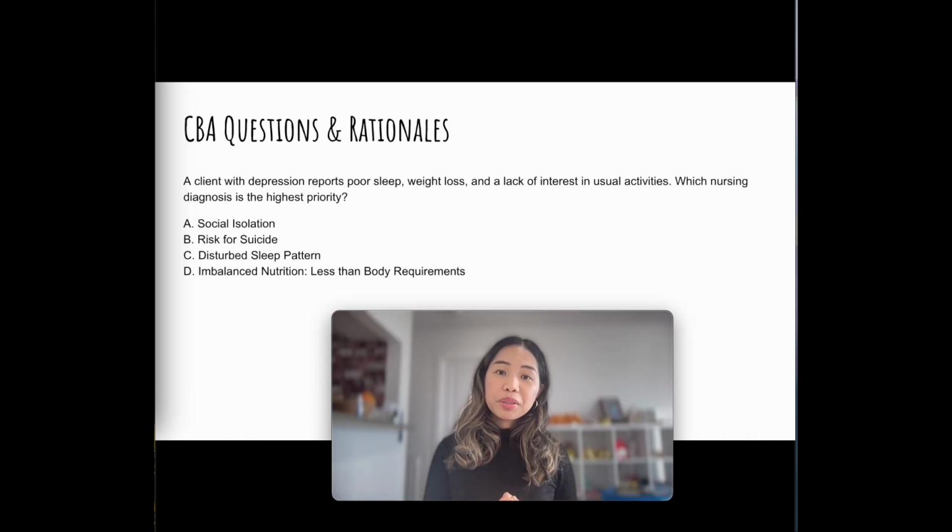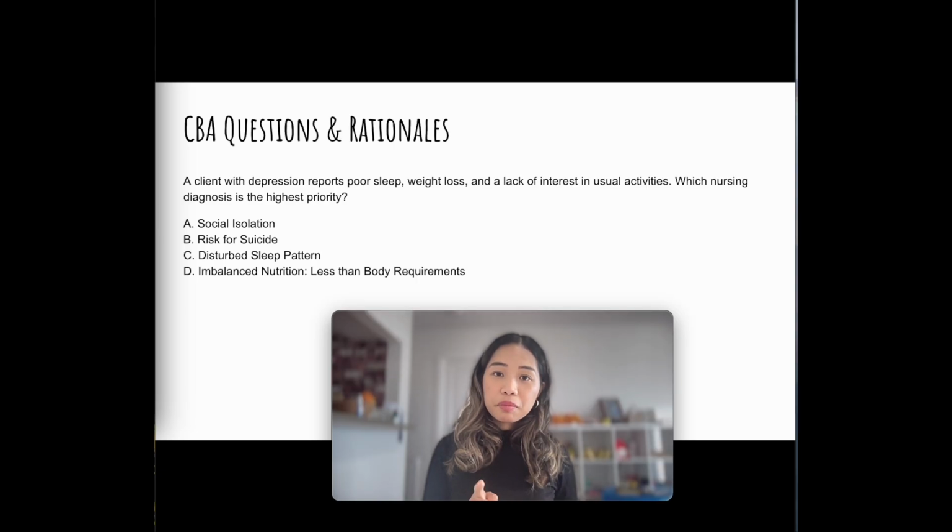And if you chose letter B, risk for suicide, you got that correct. Well, all these nursing diagnoses are actually correct and they are all relevant. The highest priority would be risk for suicide. Clients with depression, weight loss, and hopelessness are at the highest risk for suicide, and they need further evaluation.